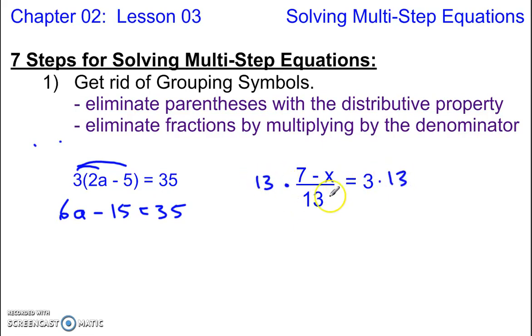Don't have to write down these examples. It's just to show you how to get rid of the fraction bar. Now I have 7x minus 5 equals 3 times 13.